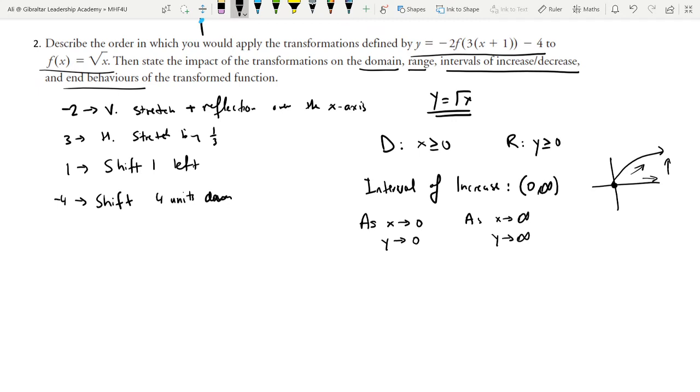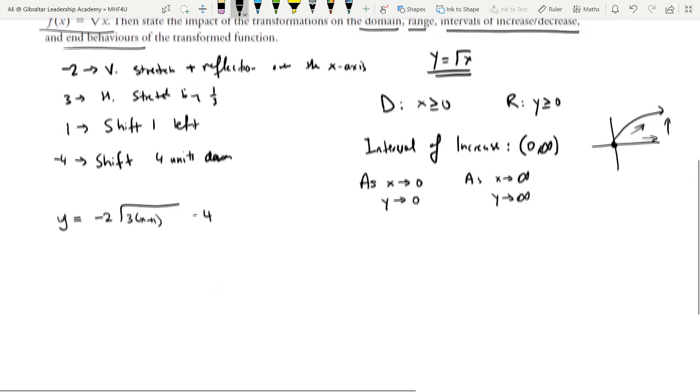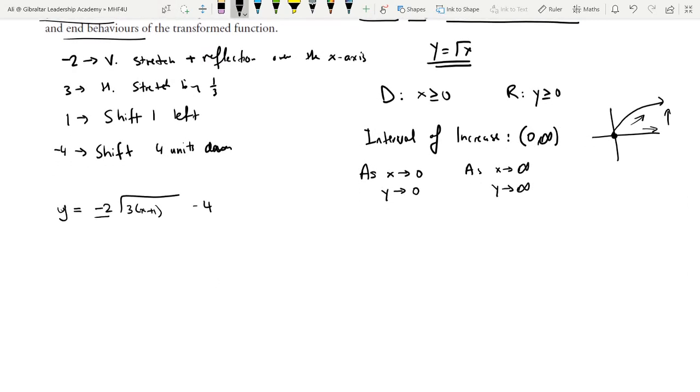Now what we're going to do is determine the same characteristics for our transformed function: -2 square root of 3x plus 1 minus 4. Now, if we were to look at it, this is a vertical stretch of -2 and it's a reflection. What that's going to do is it will not affect the domain, but the range, instead of going up, now that it's been reflected, it's going to go down. So the domain will be one thing.